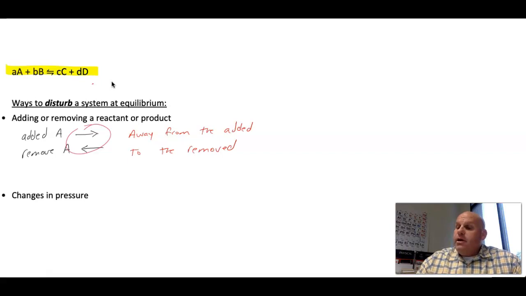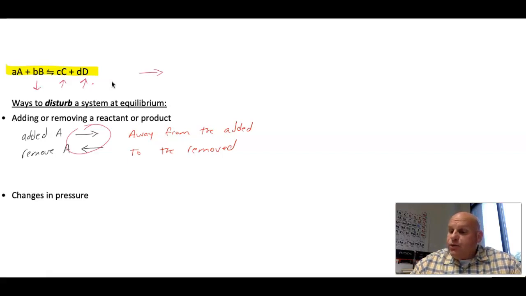So remember that in this case, let's say we have a situation in which I've added A and my reaction is going to be moving in this direction. Well, that means not only is that additional A going to be used up, but the concentration of B will go down, and I'll be making more C and D. So those concentrations will go up because they're products, because of the way the arrow has shifted, and so I will be producing more of those.